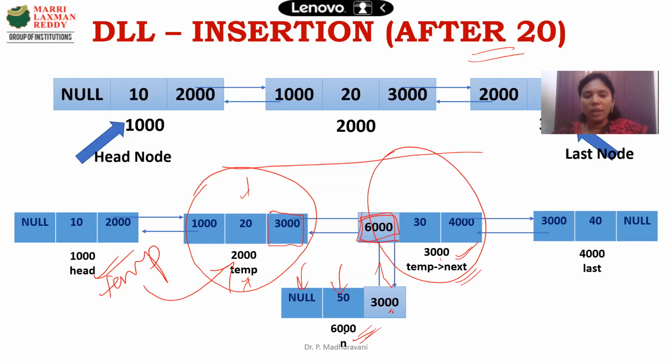Similarly, you give the left side links between temp and n. Temp arrow next is storing the address of n. So this link is established simply by writing the assignment temp arrow next equal to n. Now, similarly, you give the previous link, where n arrow previous is holding the address of temp. N arrow previous equal to temp. Like this, we insert a new node after the given element.